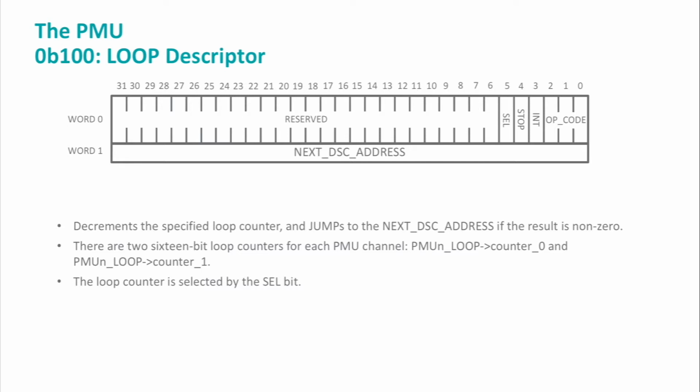Now, notice that the contents of the loop register never actually change. When you start the PMU channel, the value from the loop register is copied to an internal counter. So if you stop and restart the PMU channel, the loop counter gets restored to its original value. It's also reloaded if the internal counter ever gets to 0. So you never have to explicitly reload the loop counter in your PMU program.